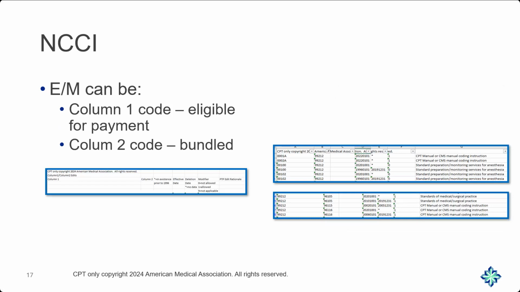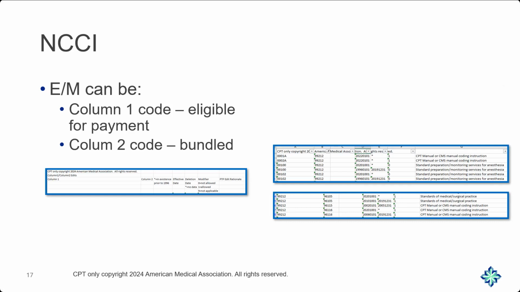So this is a picture. What you're seeing here, it's a couple of snapshots of the NCCI columns, and it's showing how an E&M can be a column 1 code, which is the payable service. It's also showing how an E&M service can be a column 2 code, which would not be payable unless a modifier is appropriate, because it is bundled into another service. So kind of goes with that global surgery that we were talking about earlier.